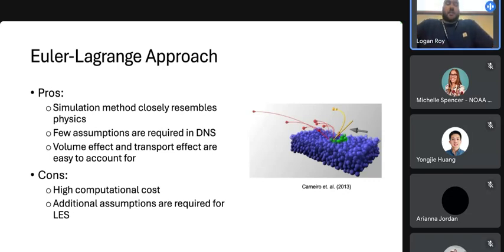The con is that it is higher computational cost than Euler-Euler, but you have to make more assumptions, especially in the LES case, than you do for the particle resolved. So sort of good because it's the middle ground, bad because it's the middle ground. But depending on the context, it can be really important.